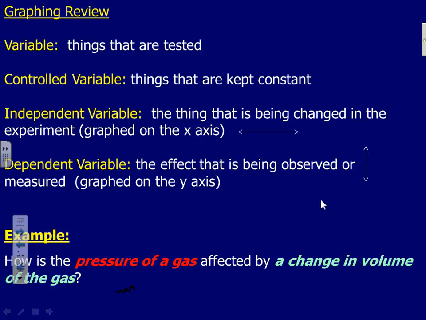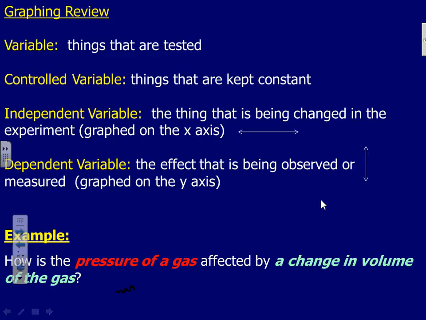The dependent variable depends on what we did in the independent variable. The dependent variable is the thing that's being affected or is changing because of what we've changed. We graph that along the y-axis, up and down, so that we can see how this thing is being affected as we change the thing.